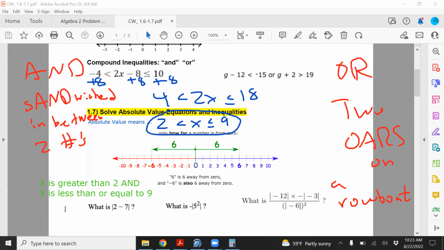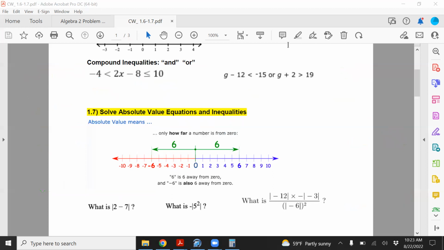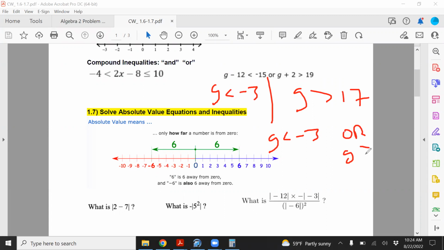Okay, let's look at the next one. I'm going to go and clear my work. All right. So this one's not too hard. Just solve each one separately. It's not that bad. That's just kind of like two problems in the one. So clearly G is bigger than 17. Very nice. Clearly G is less than negative 3. And it's an or situation. So G is less than negative 3 or G is bigger than 17.